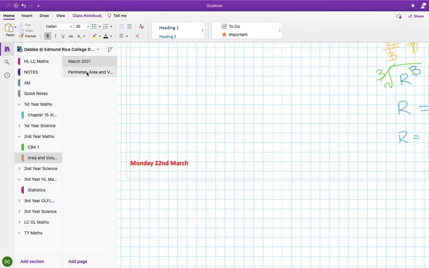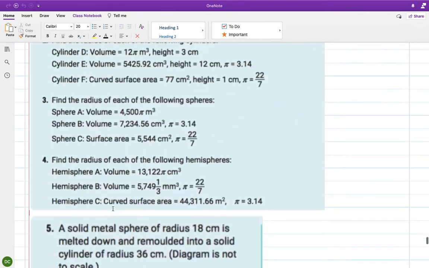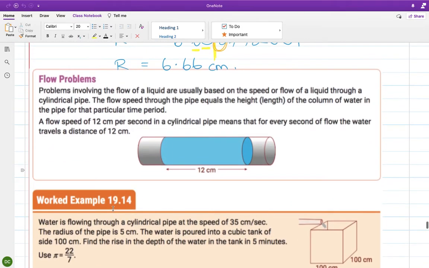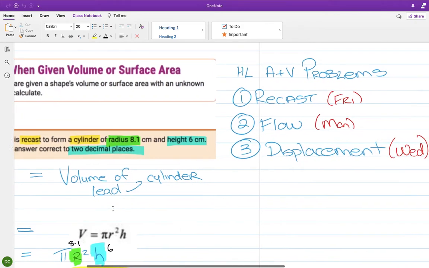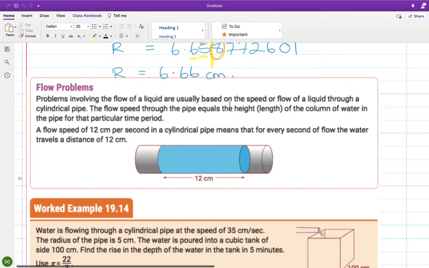Right. So let's go in and do the second of our higher level problems. Just flying past it there. Okay. So we've done the recast problems. We did that Friday. Today we're going to look at the flow problems. These ones can be a little tricky to wrap your head around. Hopefully, if I explain it well enough. Okay, so here we go. Flow problems, number 2.